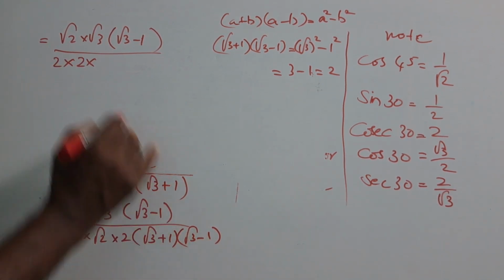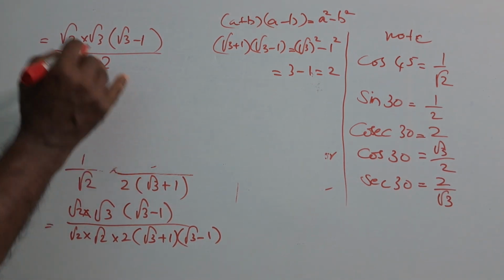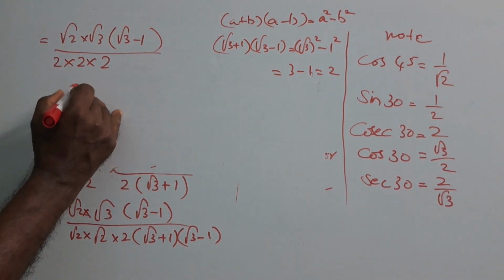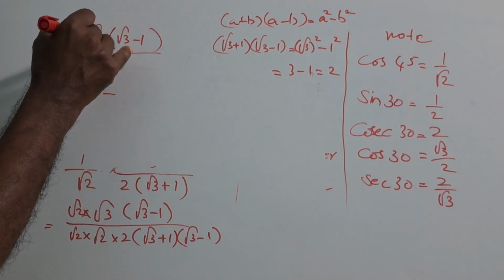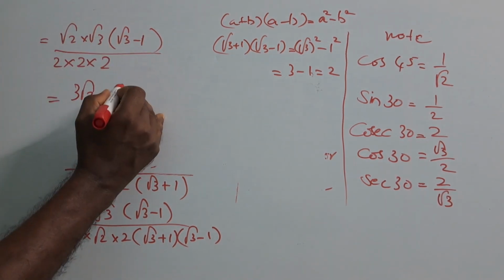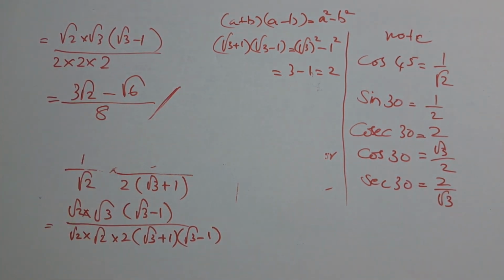When you multiply these two, you get 2, explained here, equals root 3 into root 3, 3 into root 2, 3 root 2 minus 1 into root 3, root 3 into root 2, root 3 into 2, root 6 by 8. This is the answer.